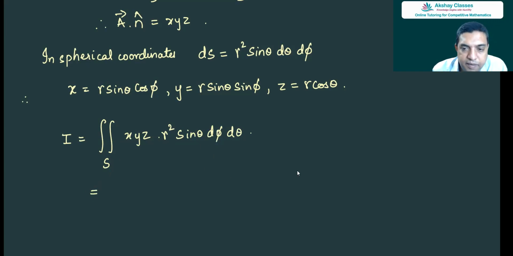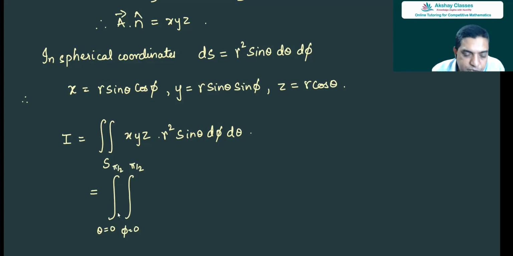Now d phi is this angle in the xy plane. Because we are restricting to the first octant, phi varies from 0 to pi by 2. And then this theta is measured up to the z coordinate, so theta also varies from 0 to pi by 2.